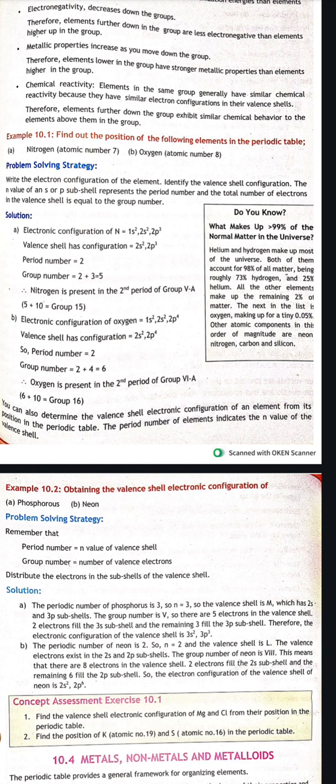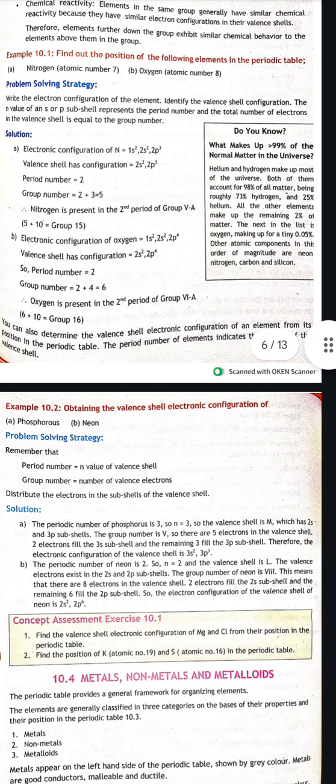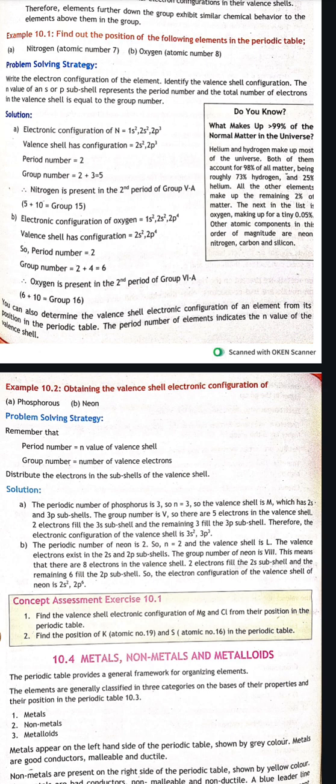So nitrogen is present in the second period of group 5A, so it will be 5 plus 10, because the valence electrons are in the p subshell, so we have to add 10. 5 plus 10 is equal to 15, so nitrogen will belong to group 15 or group 5A. Now we have oxygen, so the group number for oxygen is 6. 6 plus 10 is group 16.